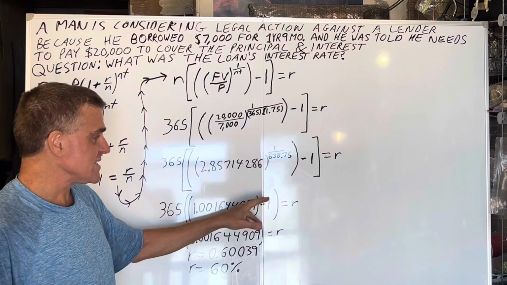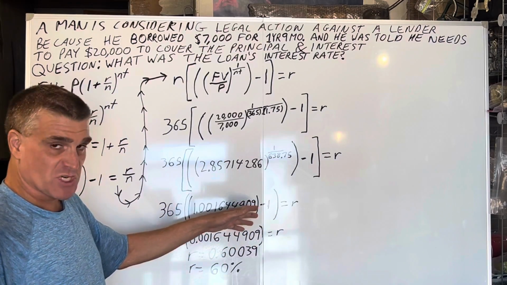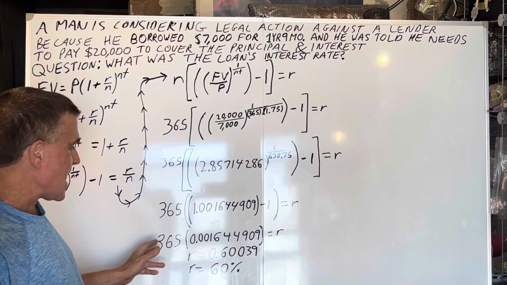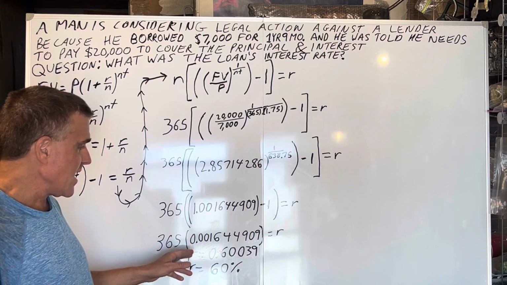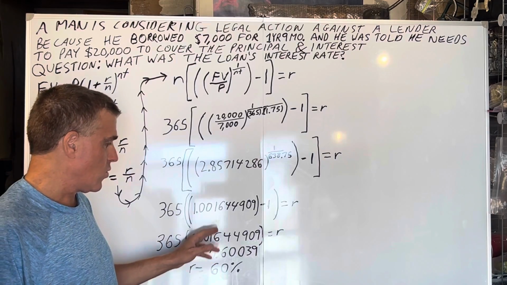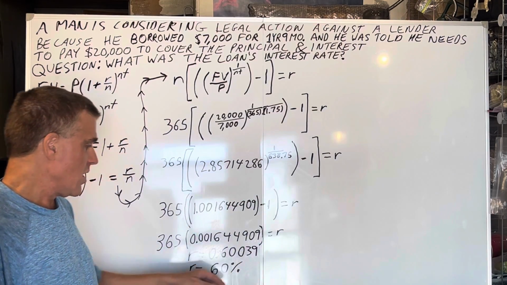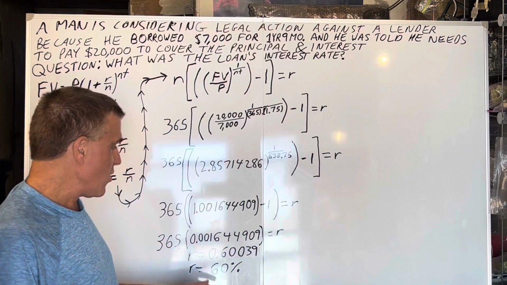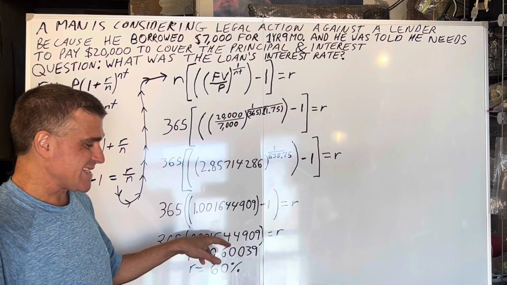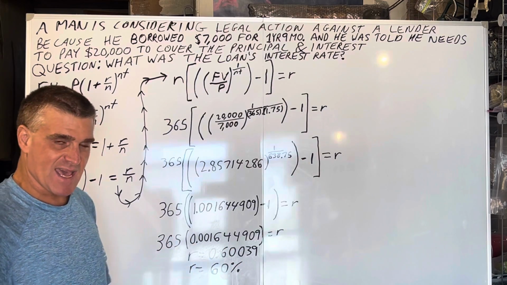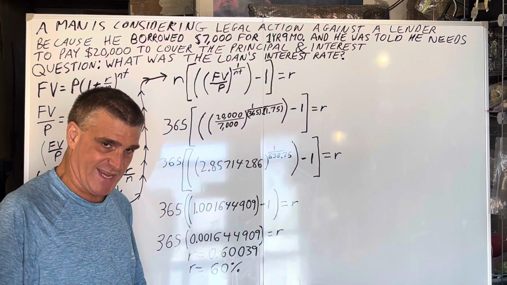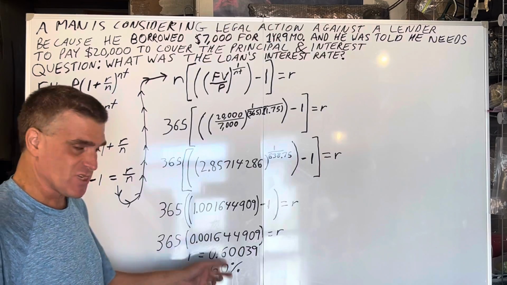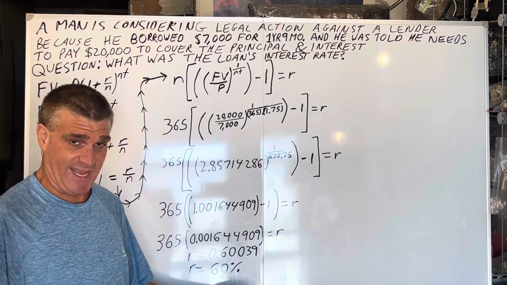This minus 1 is still here, so we're just going to subtract that from the 1.001, and now we just have 365 times 0.0016 equals R. R equals 0.60. Now, the 0.60 is expressed as the nominal interest rate, the interest rate appearing as a decimal, which is the equivalent of 60%, which is illegal in New York State.